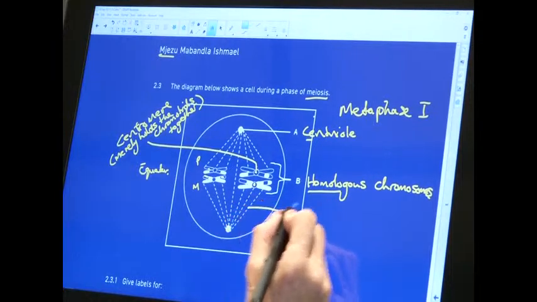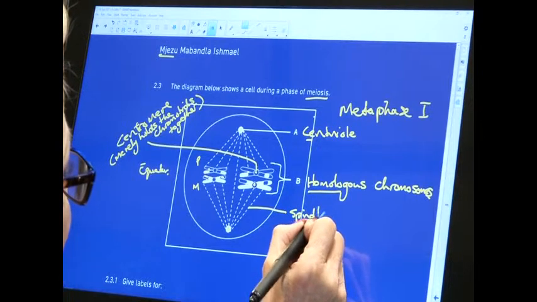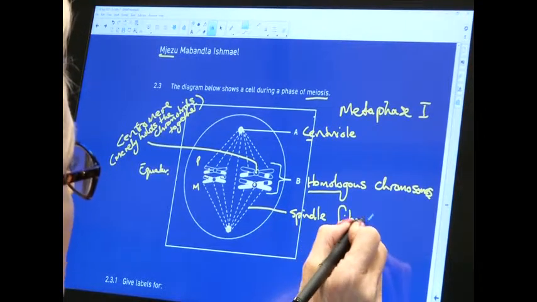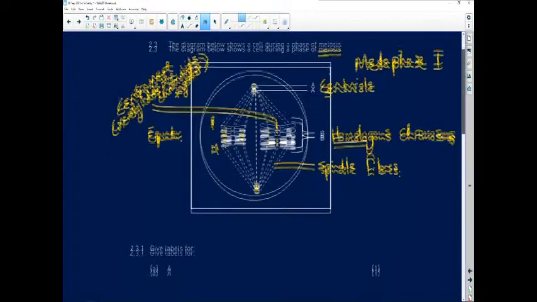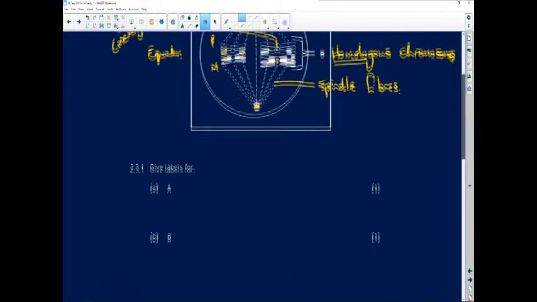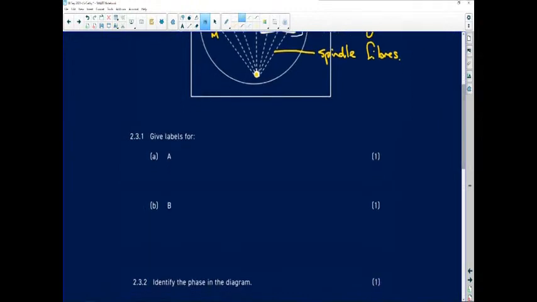Oh, and then they also ask you spindle fibers. So they're all the labels that you need to know for a diagram on meiosis. Okay, remember prophase, you're going to see crossing over in prophase 1 and no crossing over in prophase 2. In metaphase 1, you'll have a double set of chromosomes lining up. So you've got your maternal and paternal chromosomes lining up at the equator, whereas in metaphase 2, there's only a single row. You've got individual chromosomes lining up at the equator.